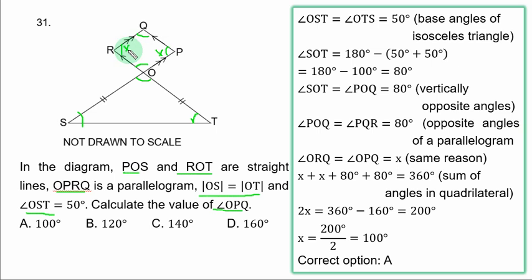If you add 80 plus 80 plus S plus S, the sum is 360 degrees, sum of angles in a quadrilateral. That is the step you have here. So when you add and collect like terms, you have 2s equal to 360 minus 160, and that is 200 degrees. Divide both sides by 2, s is equal to 100 degrees. Therefore, angle OPQ is 100 degrees. A is the correct option.